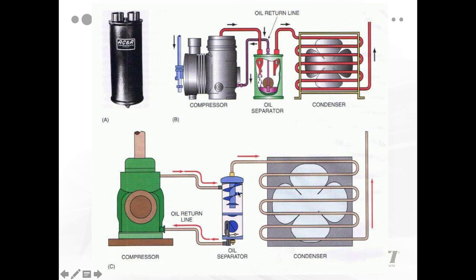Some of them actually have fins in them to have this happen in a faster manner. Okay, but again, they're still piped the same way. Three lines: discharge from the compressor, discharge to the condenser, oil return line to the compressor. And you don't see these that often on smaller systems. These are mostly found on pretty large systems.